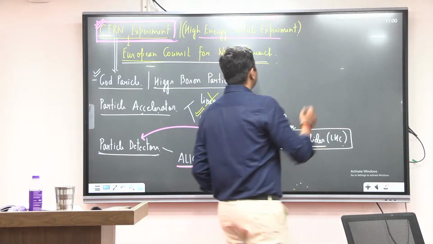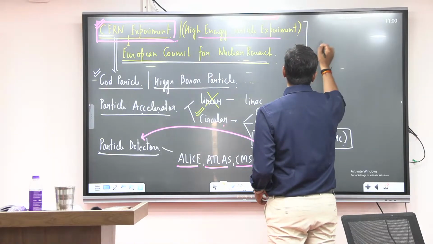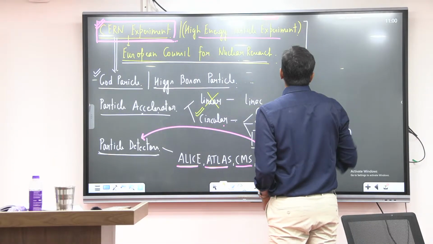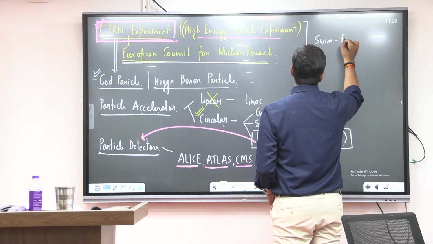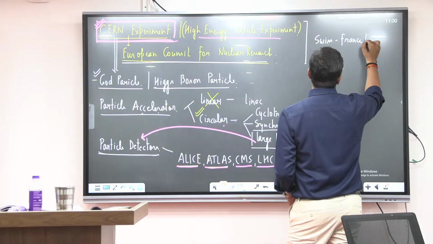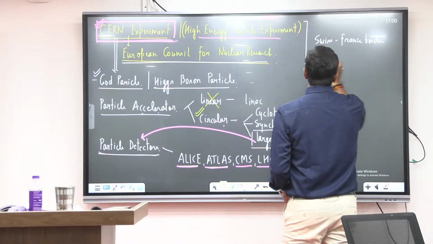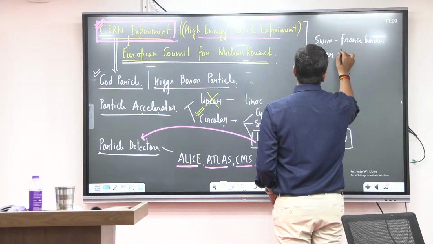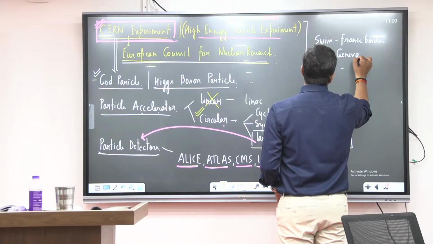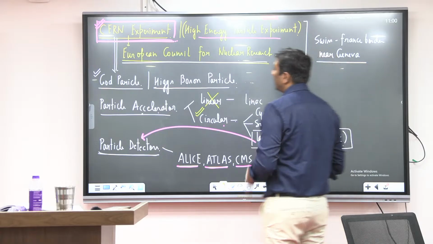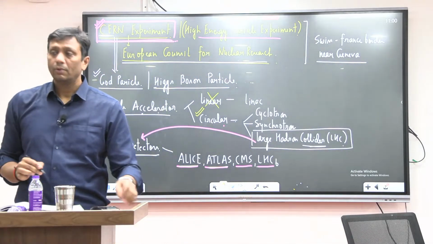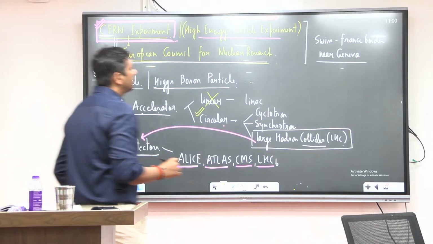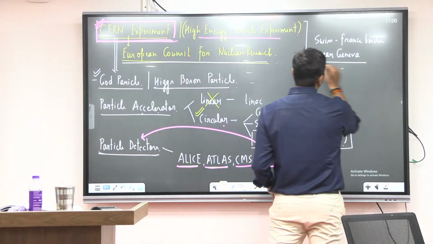Those four Indian experiments are performed at the Swiss France border, near Geneva. This is the place where the entire experiment is performed. So, Swiss France border near Geneva. Okay, guys, this location is important, so remember it.